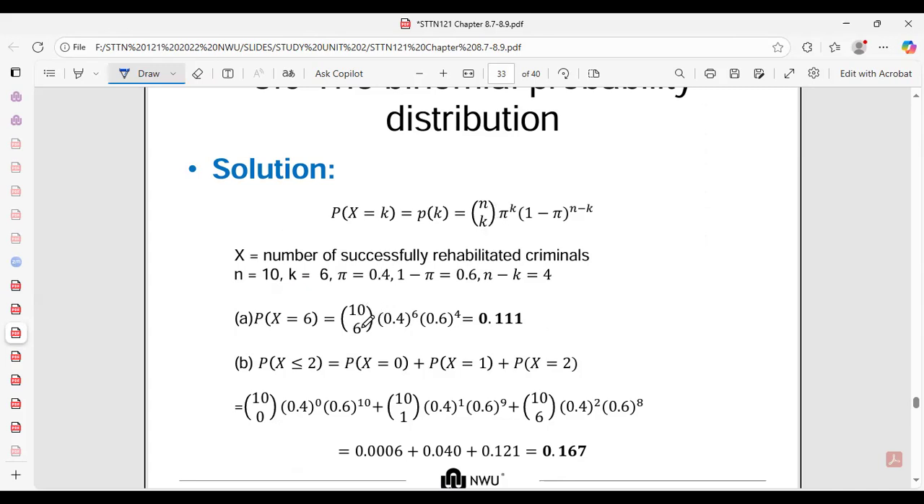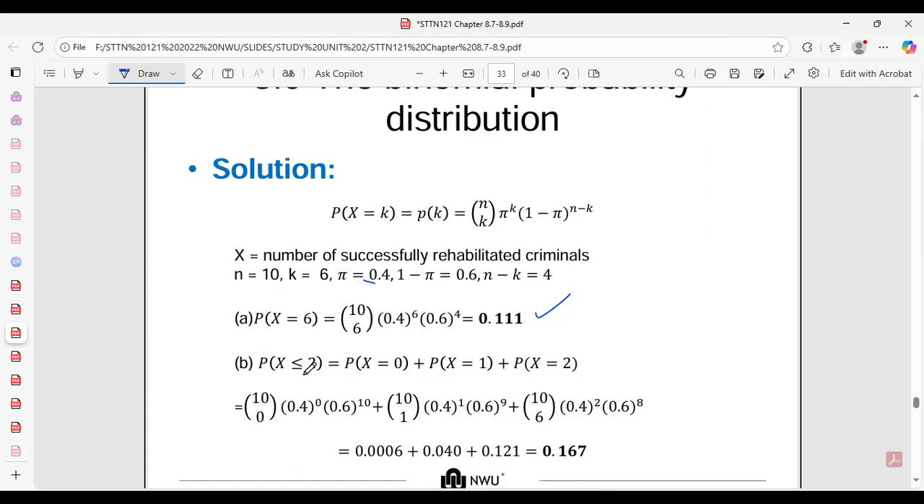Here it's 10 combination 6 into 0.4, because according to the formula, to the power of what is k? It's 6, into 1 minus 0.4. That's the reason why they got 0.6. Close bracket, to the power n minus k, which is 10 minus 6, yeah, because it's n minus k, and then we get 4. Then they got the probability of 0.11111 something.